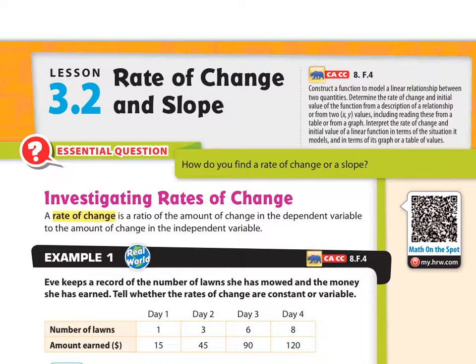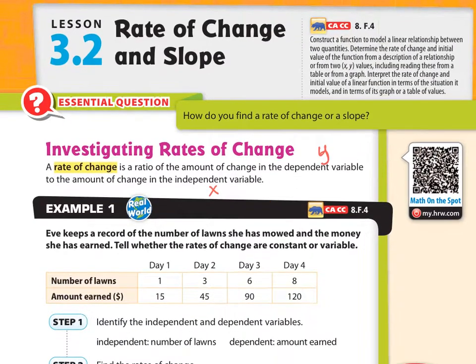There's a rate of change definition that's given to you here. It's the ratio of the amount of change in the dependent variable to the amount of change in the independent variable. That's our x and our y. So really, the dependent variable represents the y, and the independent variable represents the x. So it's how much the y changes divided by how much the x changes. So let's look at an example at the bottom.